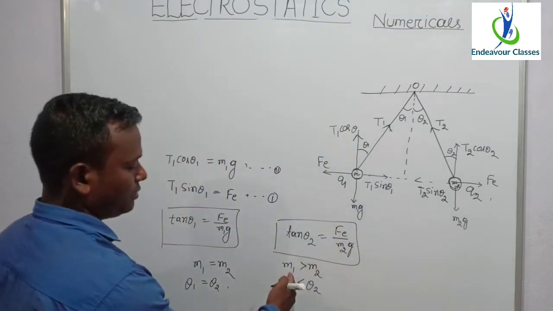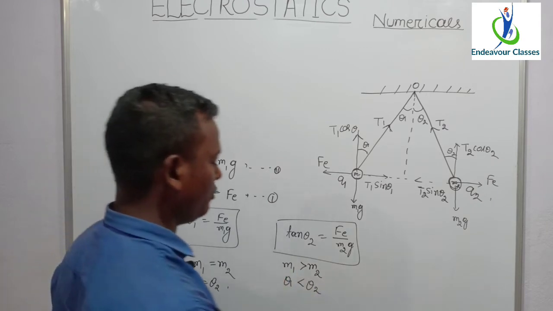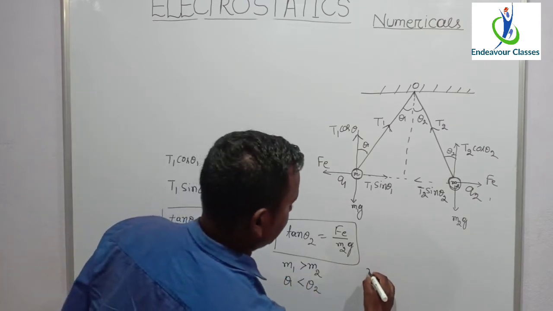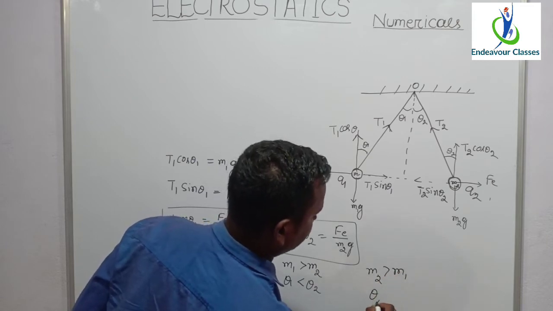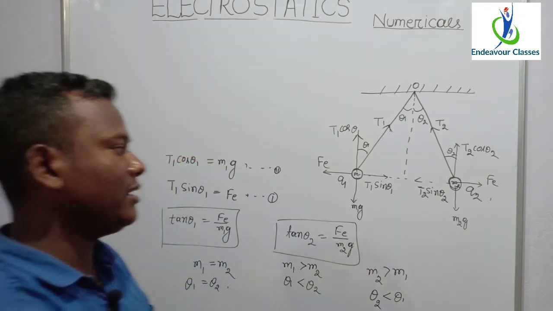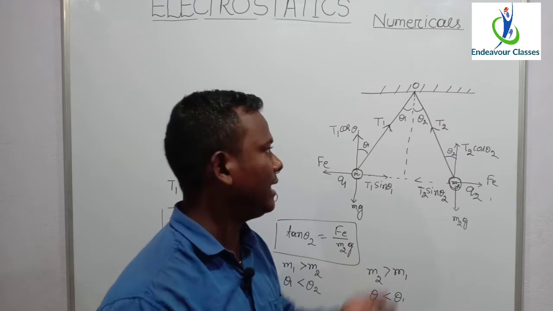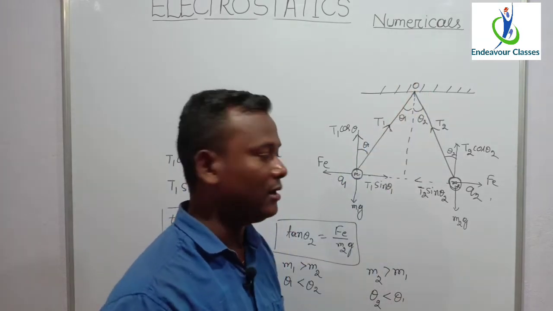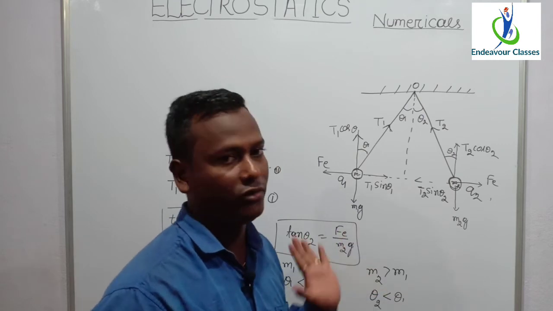So here, if m1 is greater than m2, then θ1 will be less than θ2, and reversely, if m2 is greater than m1, then θ2 will be less than θ1. Definitely the charge which has the higher mass will make a lesser angle with the vertical, and the charge which has the lower mass will make a greater angle with the vertical.